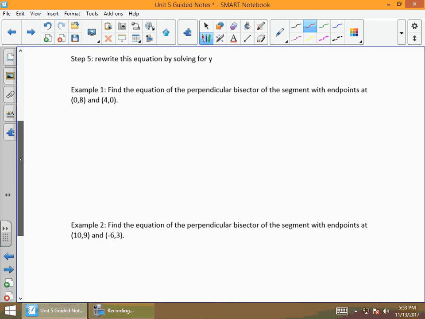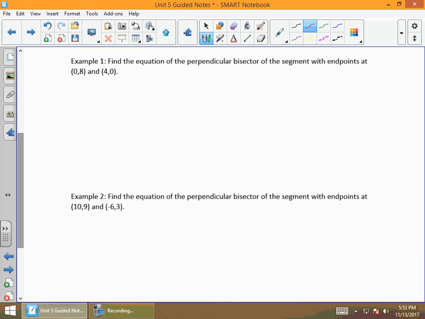So the first thing I want to do is find the equation of the perpendicular bisector of the segment with endpoints at (0, 8) and (4, 0). So step number 1, we said find the midpoint. The midpoint, if you remember, is add up the x's and divide by 2. So 0 plus 4 is 4. 4 divided by 2 is 2. 8 plus 0 is 8. 8 divided by 2 is 4. So my midpoint is at the point (2, 4).